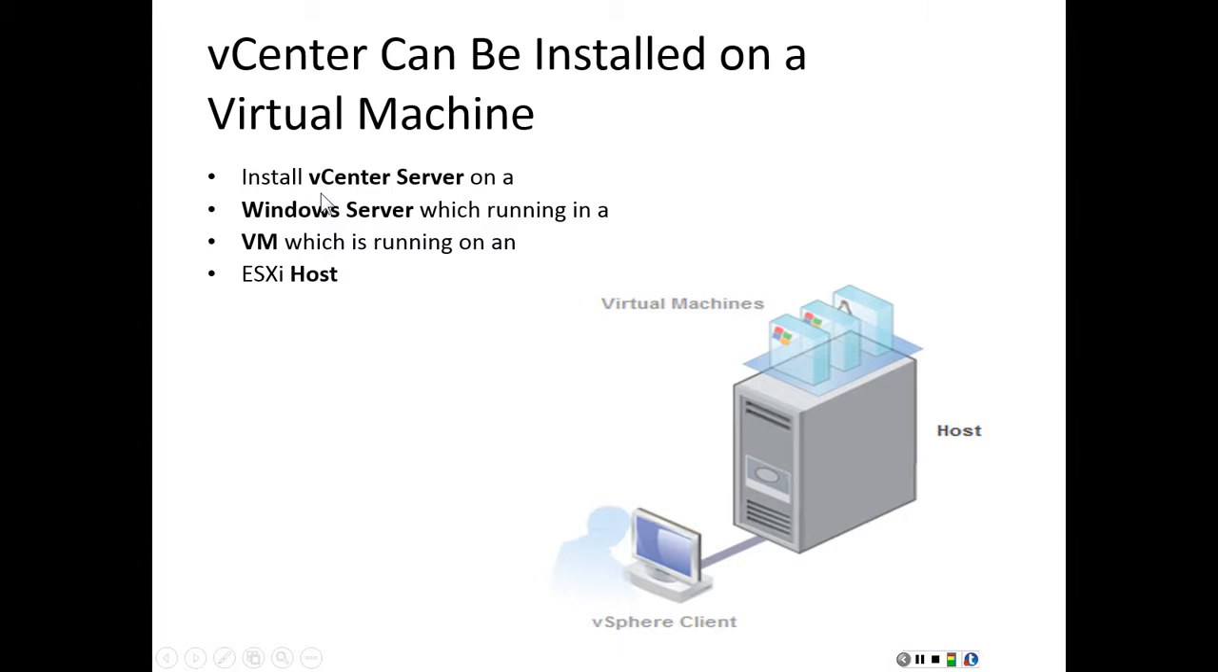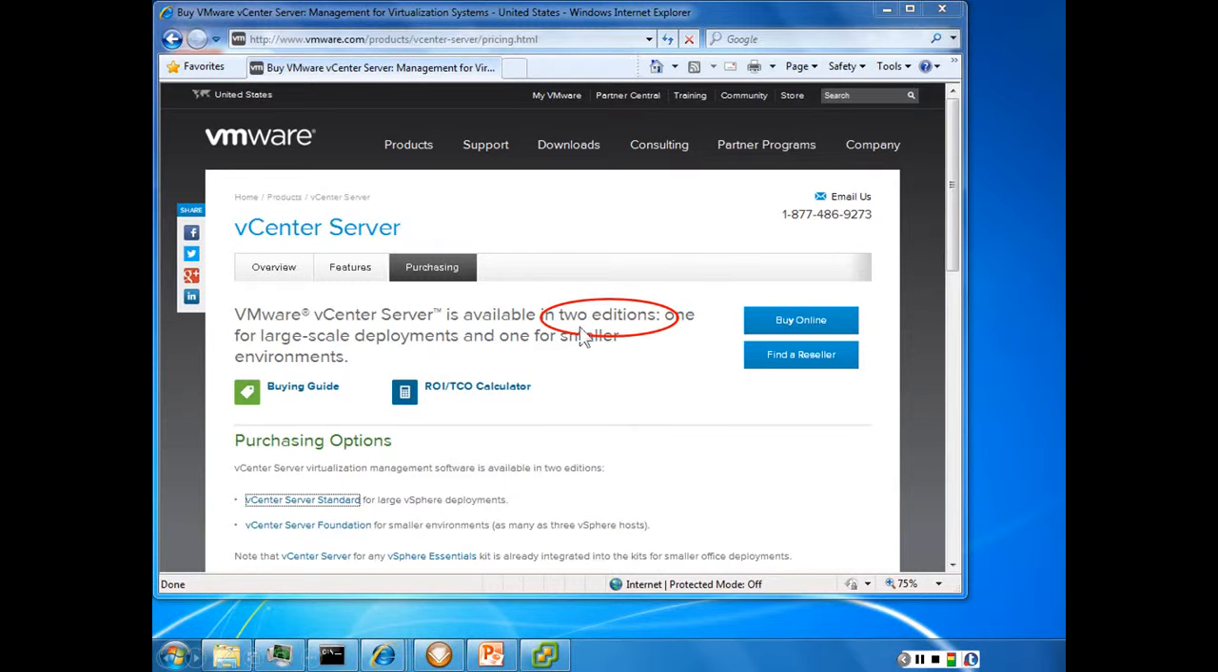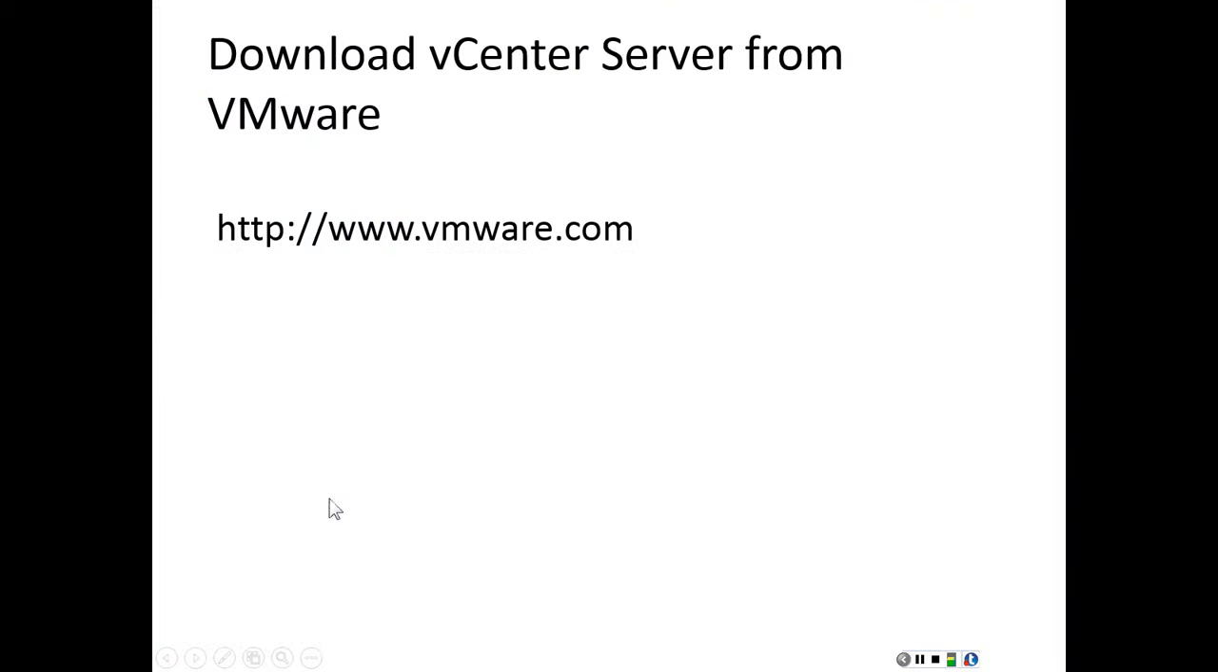What we're going to do is install vCenter Server on a Windows server which is running in a virtual machine which is running on an ESXi host. When we install vCenter Server on a Windows server on a virtual machine, we select the edition, and there are two editions. There's the vCenter Server Foundation, which is just good for a small installation with 3 hosts, or there is vCenter Server Standard for mid-sized and larger organizations. That's what we're going to select.